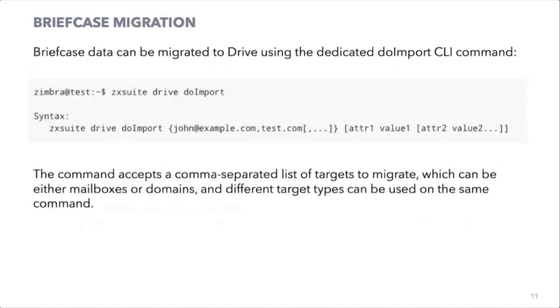I said at the beginning of the presentation that Drive is essentially going to be a replacement for briefcase. So one of the things that we have included here is the ability to migrate briefcase data over to Drive using a dedicated CLI command. Using that command, you can import your existing briefcase data. It can accept a comma-separated list of targets. You can also specify it at a domain level as well, and I think you can also combine the two together. So there is that possibility to move away from the briefcase application and move into Drive.